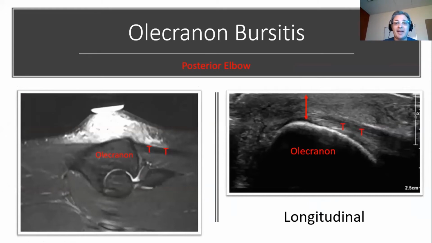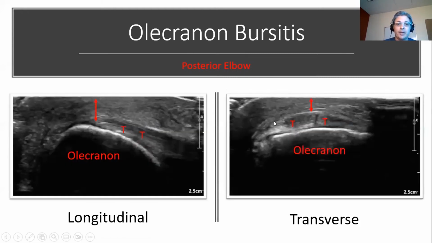Sonographically, now that we've got the anatomy worked out, what does olecranon bursitis look like? Well, we can see here the triceps tendon, T, coming down to attach to the olecranon, this bony structure here, with posterior elbow soft tissue swelling in the region of the known named olecranon bursa. Here we see it in both longitudinal and transverse imaging. Anatomy is key. Soft tissue swelling in the area of the posterior elbow: olecranon bursitis.